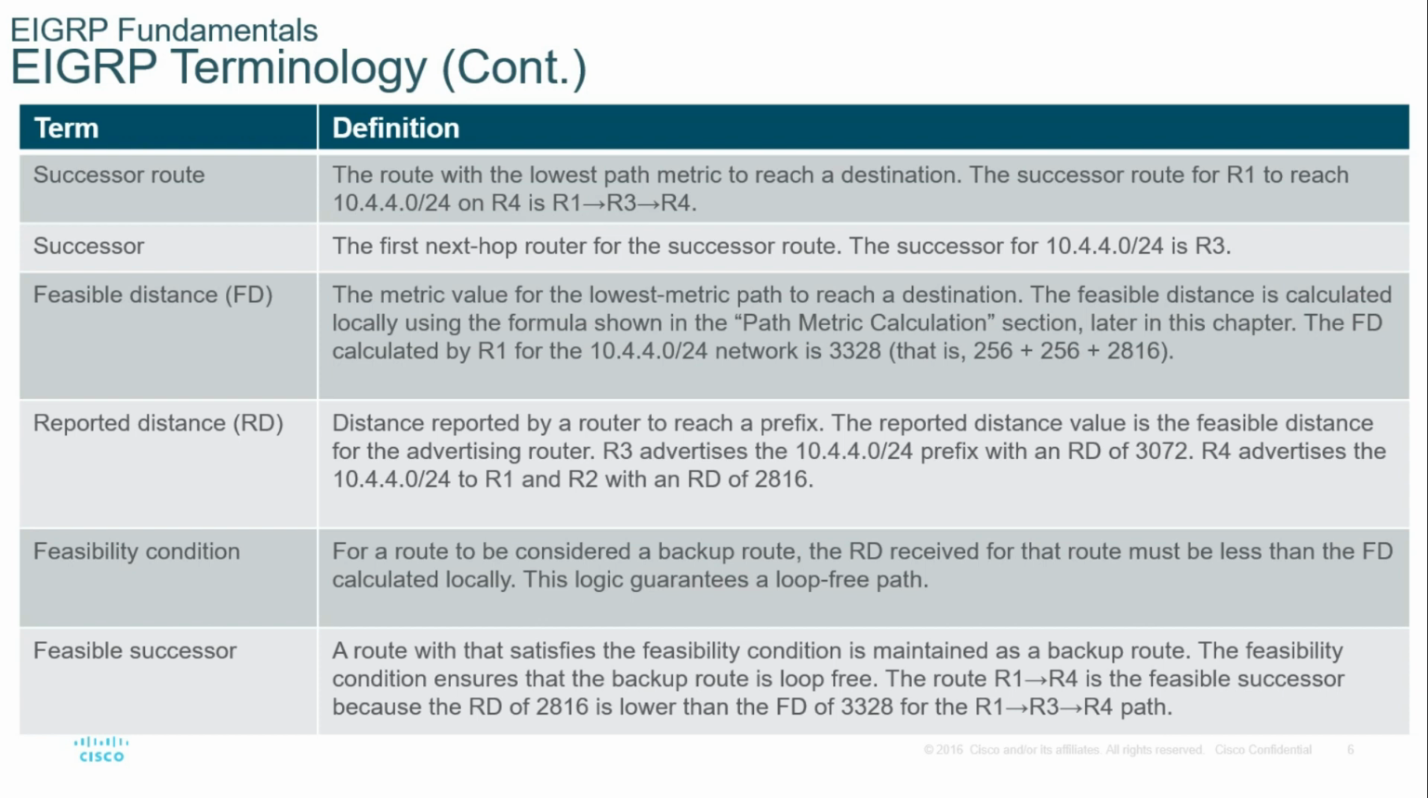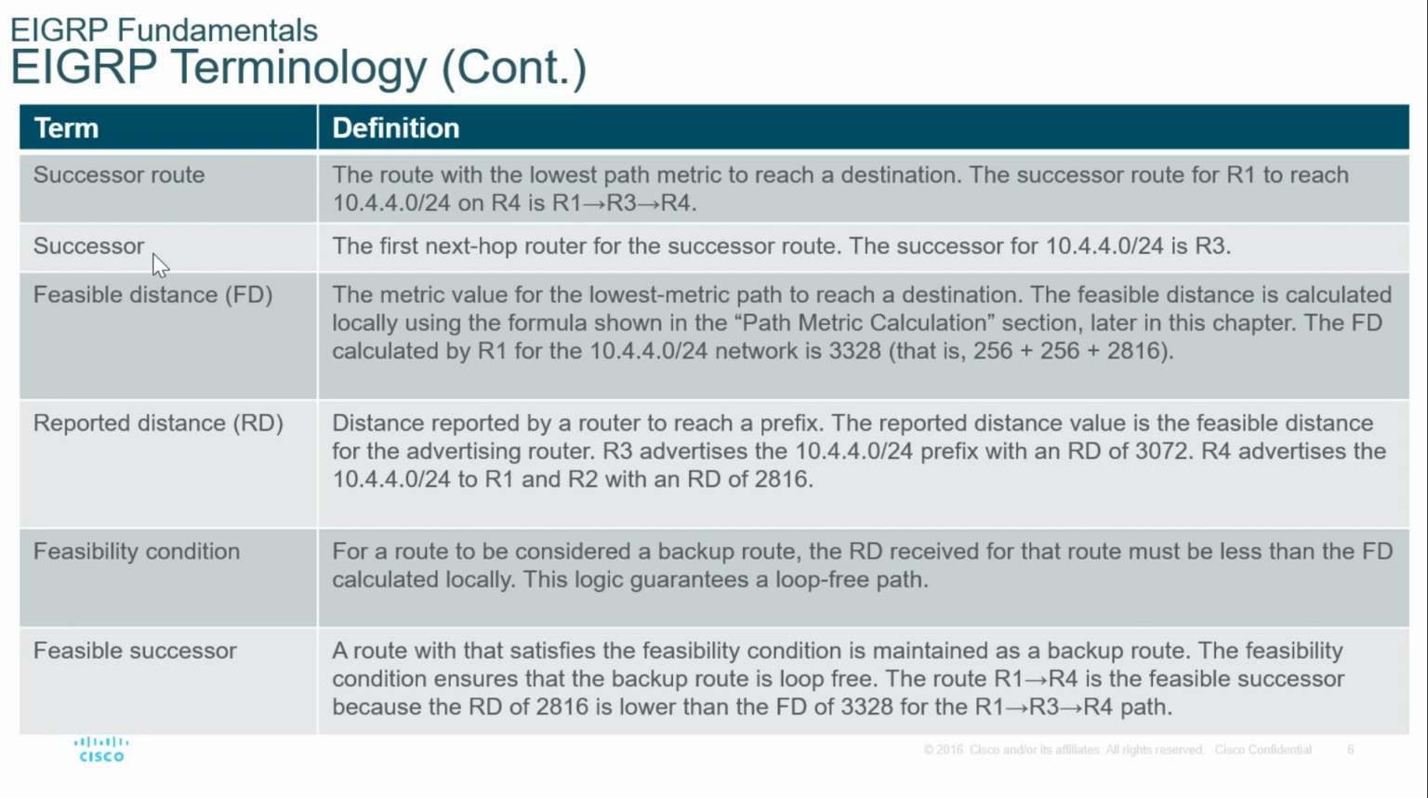So dalam diagram reference kita tadi, destination dia adalah router 4. Okay, so the successor route for R1 to reach the 10.4.4 network on router 4 is through this path lah, router 1, router 3, router 4. Okay, so remember this is the best path lah. Successor route refer kepada the best path.